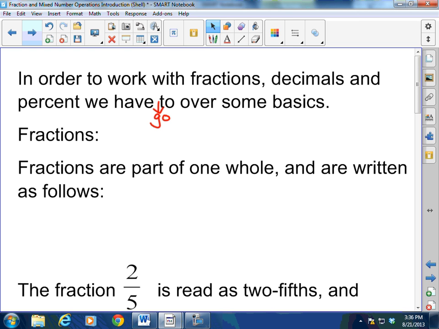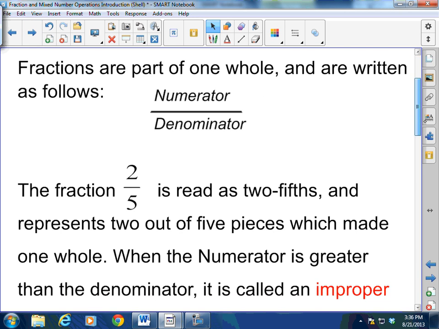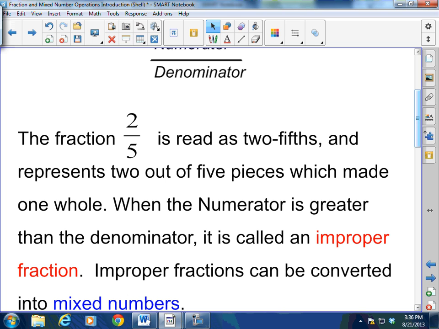Fractions. Fractions are part of one whole and are written as follows. You have a numerator and a denominator. It's that simple. The number on the top part of the fraction is called the numerator. The number in the bottom part of the fraction is called the denominator. The fraction 2/5 is read as 2/5 and represents 2 out of 5 pieces which made one whole.